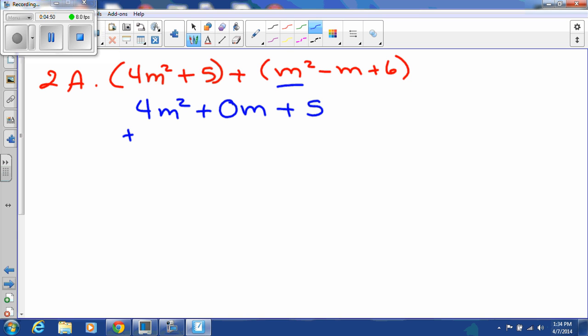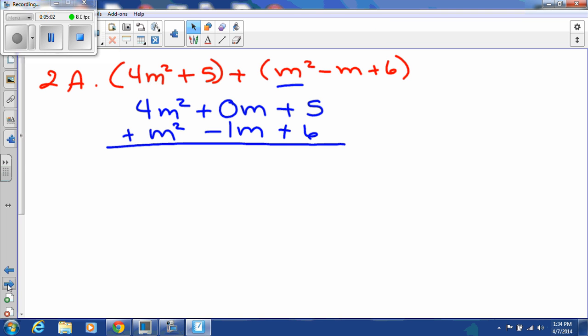Now I'm going to add m squared minus m, go right below the 0m, and I can put a 1 there, plus 6. I have another coefficient that I don't see, so I will put a 1 there. 4m squared plus 1m squared is 5m squared. 0 minus 1m would be minus m, and 5 plus 6 is 11. So my final answer is 5m squared minus m plus 11. And I've added that horizontally.